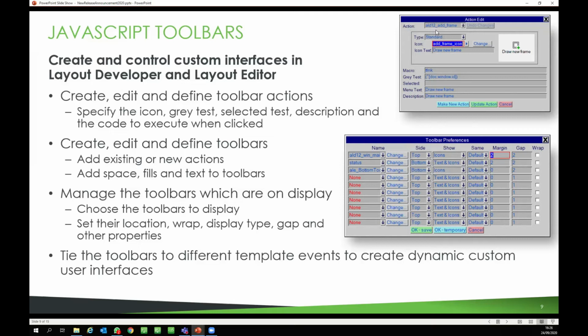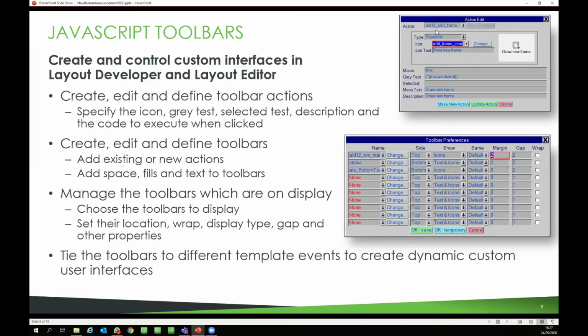It has, as you can see up here in the top right, the gray text, whether it's selected or not, the menu text, that kind of thing. So you can create and define those in JavaScript dynamically, and then you can build and manage your toolbars by combining those actions together. You can create a new toolbar and put a whole bunch of actions on it, but you can also add space and fills and text to those toolbars as well to make it look more useful. All of those different items can be managed through the JavaScript API.